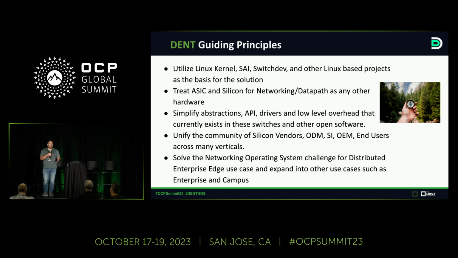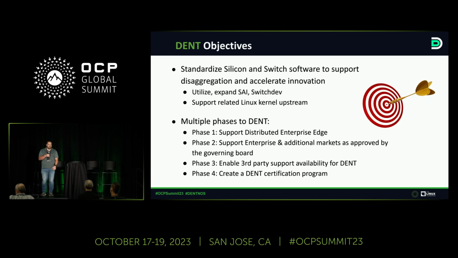And so that's really the goal behind DENT, to create that common platform that allows all of the different players in the supply chain to collaborate together so end users have choice and can take advantage of disaggregation. And that expands the use case for open networking and disaggregated networking down to retail, enterprises, and campus.